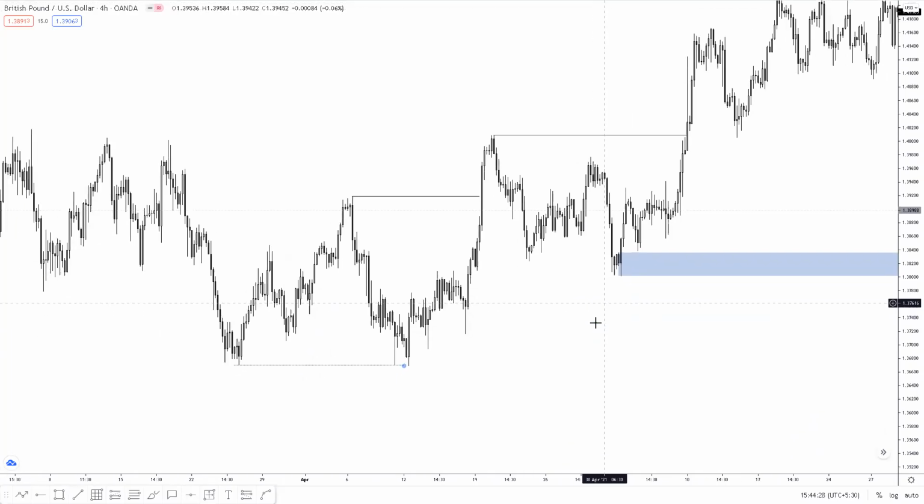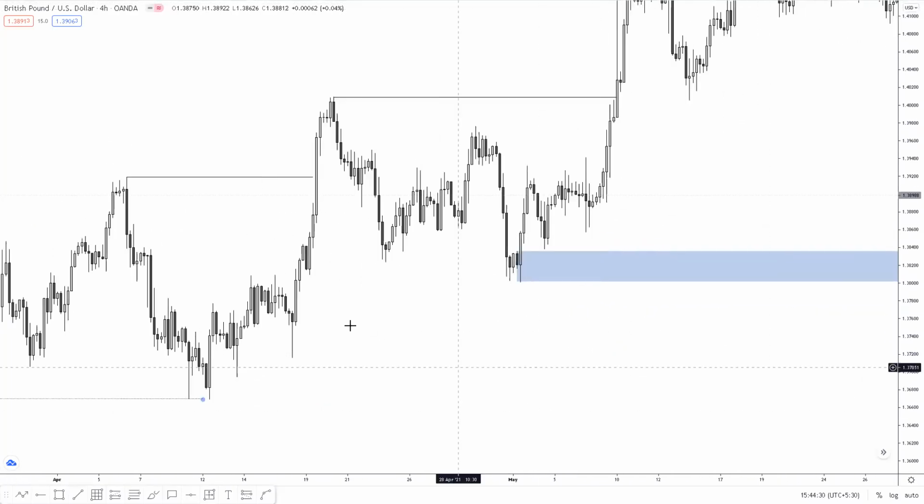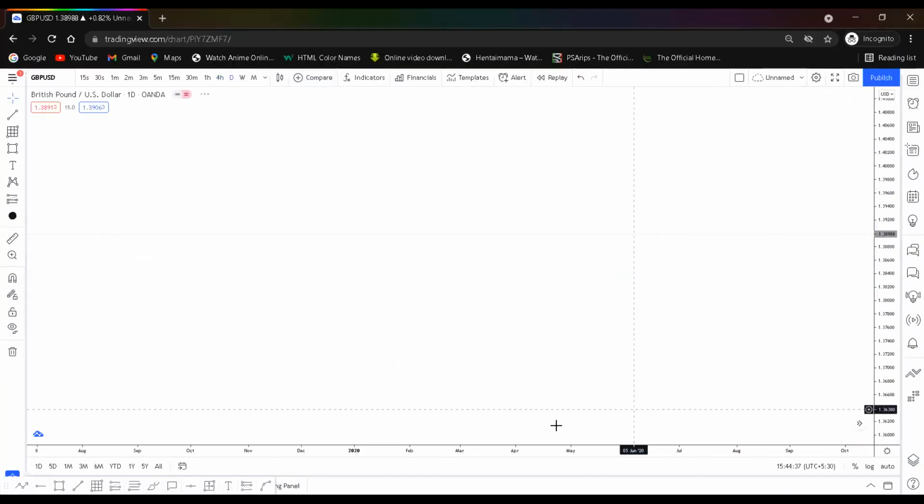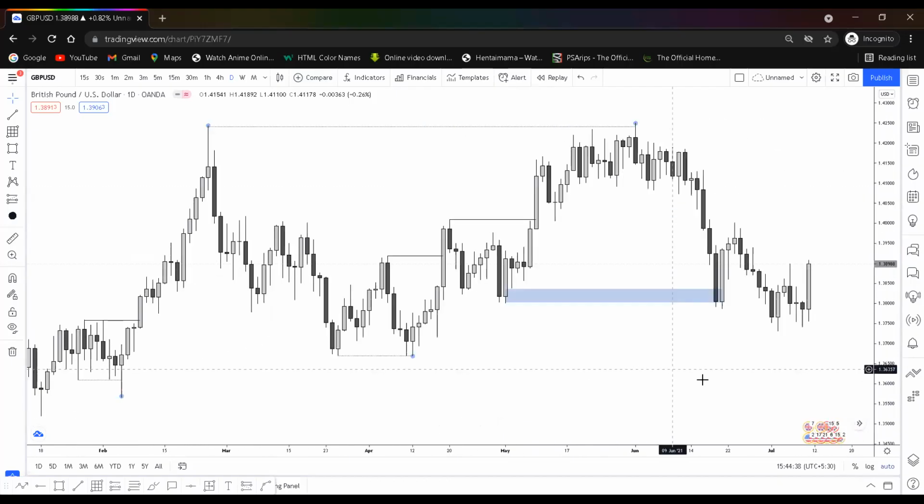So now we have this clear order block right here, you see, and this was the daily order block. Let me show you, this was the daily order block right here.